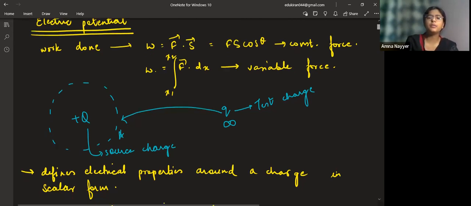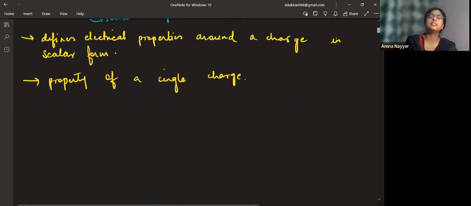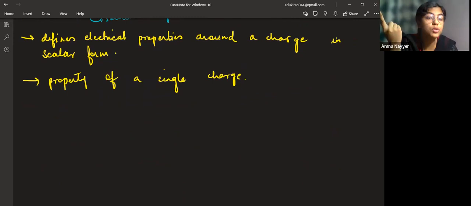So coming to the definitions, yes, it defines the electrical properties around the charge in scalar form. The only force that we have studied through Coulomb's law requires two charges minimum for each other to exert force. Yes. This is electric potential.